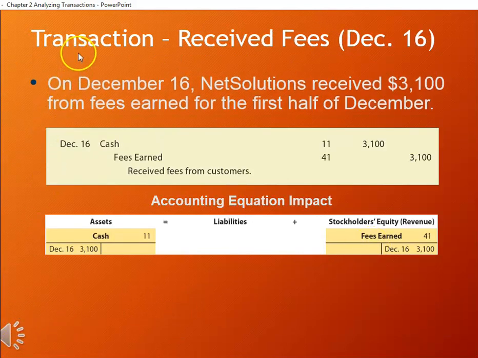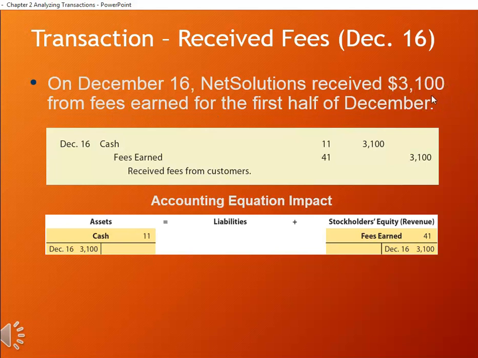All right, transaction fees received on December the 16th. It says on December the 16th, Net Solutions received $3,100 from fees earned for the first half of December. Okay, so maybe they had a project that took place over December 1st through December the 15th. I'm not real sure. But they completed that, and then just like the previous transaction where they got $7,500, we have the exact same thing happening here, except it's only for $3,100.